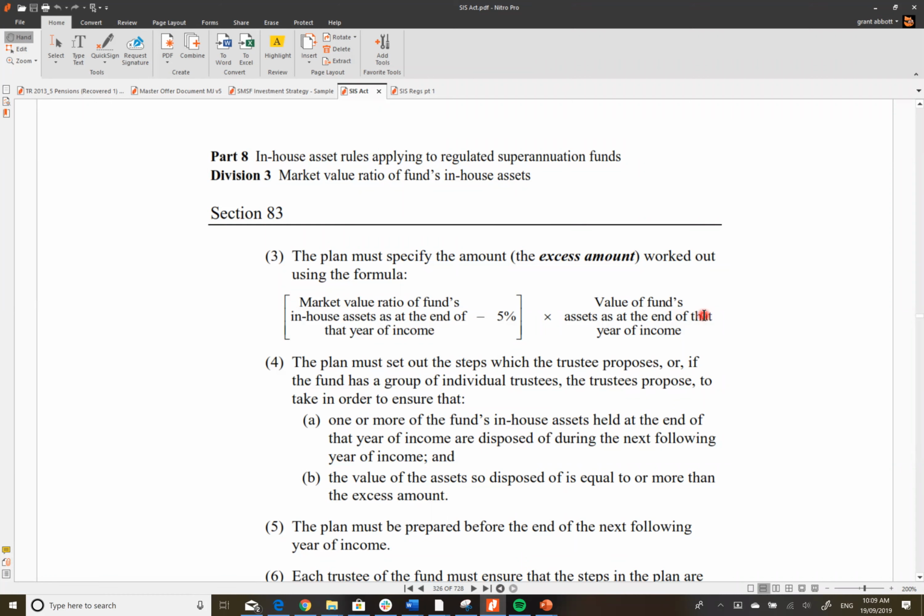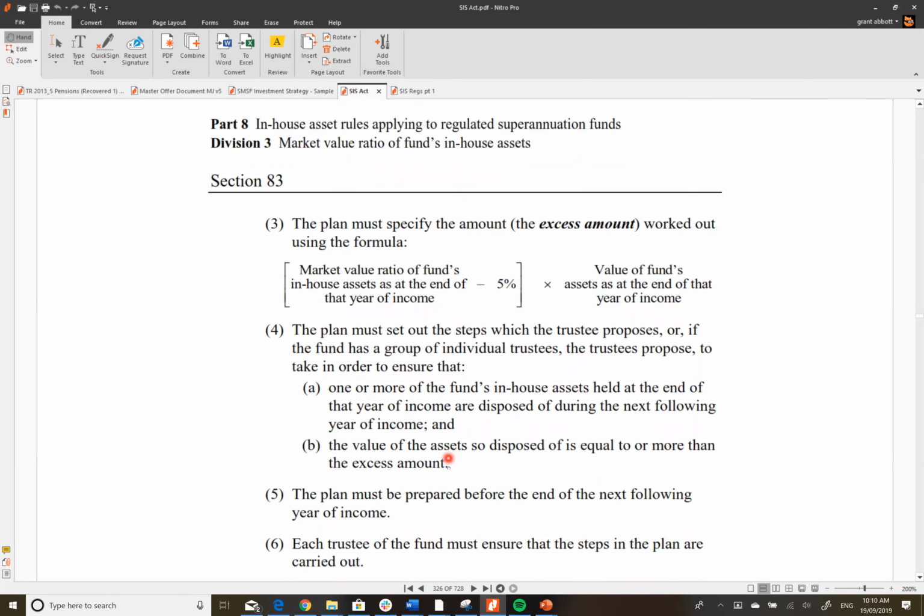June 2020. So if our units have actually gone up in price, so they've doubled in price, we still only have to dispose of $50,000 of units. If they've gone down in price, it's still $50,000. So the number of units that we dispose of is going to be equated, and you can actually use this to quite a good extent. And the value of the assets so disposed must be equal to or more than the excess amount.